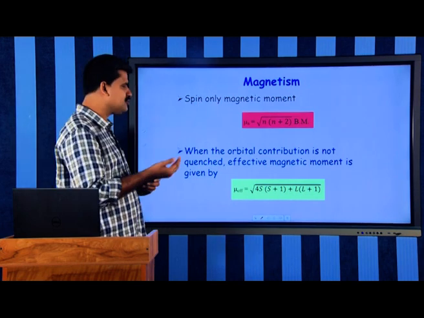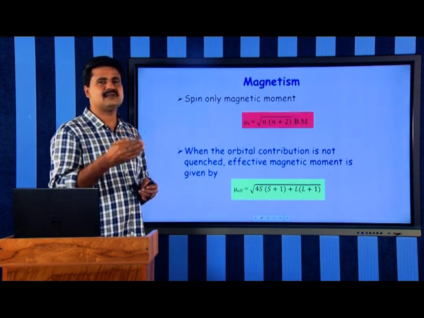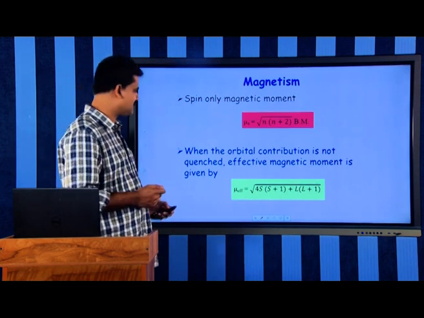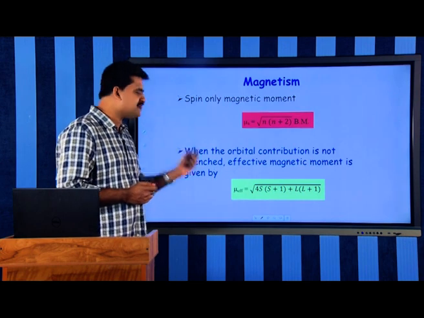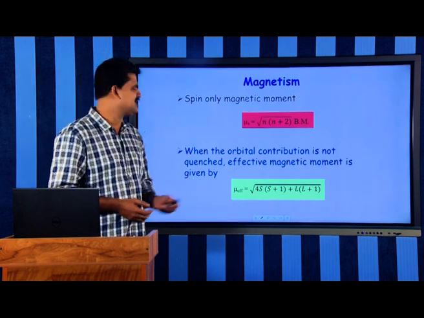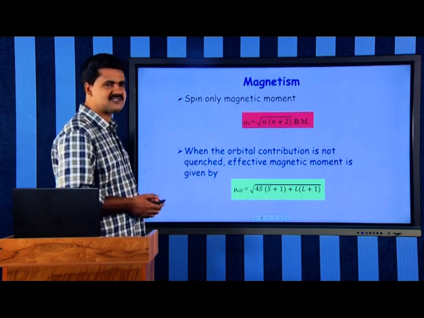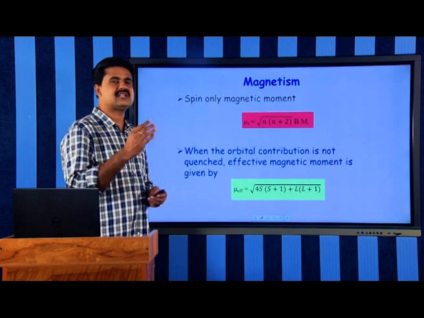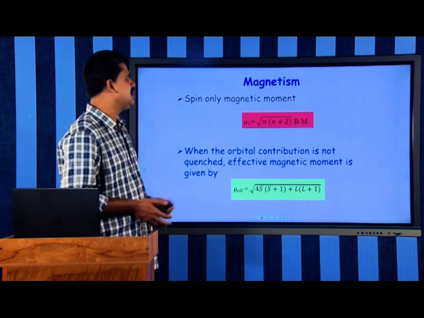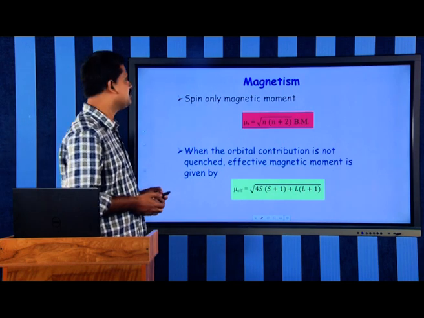Then if there is contribution from orbital motion, we can't use this spin only formula. Then we have to switch over to another equation that accommodates both the orbital contribution and the spin contribution. That is, the effective magnetic moment can be calculated by this equation, square root of 4S(S+1) + L(L+1). Here S is the total spin angular momentum quantum number and L represents the total orbital angular momentum quantum number.